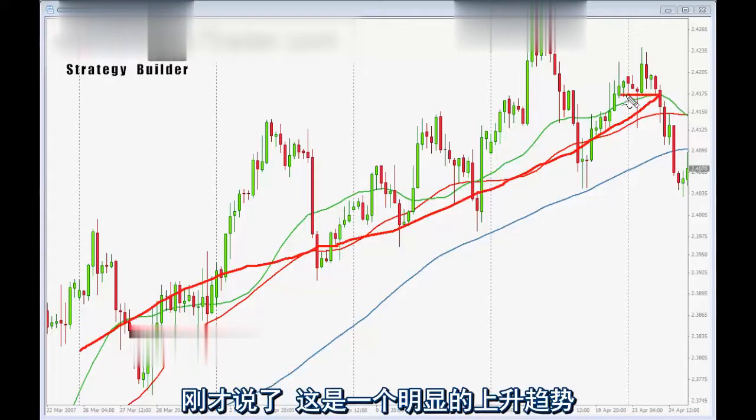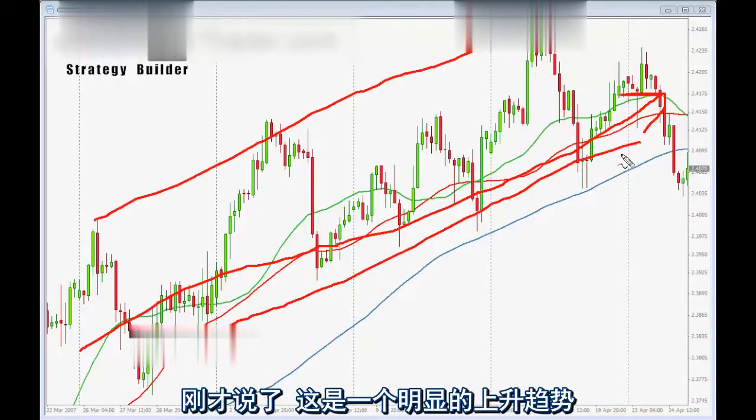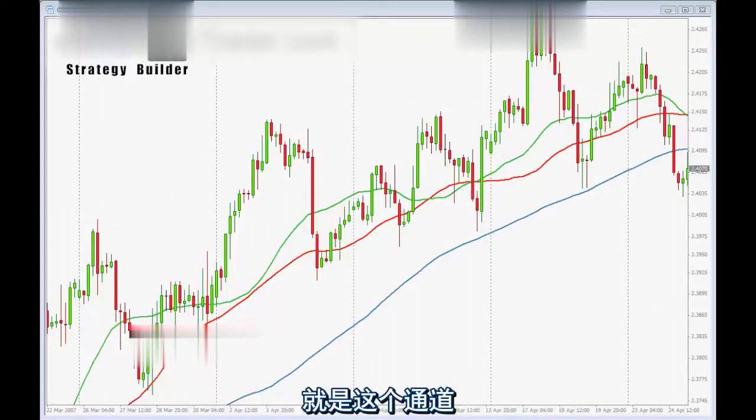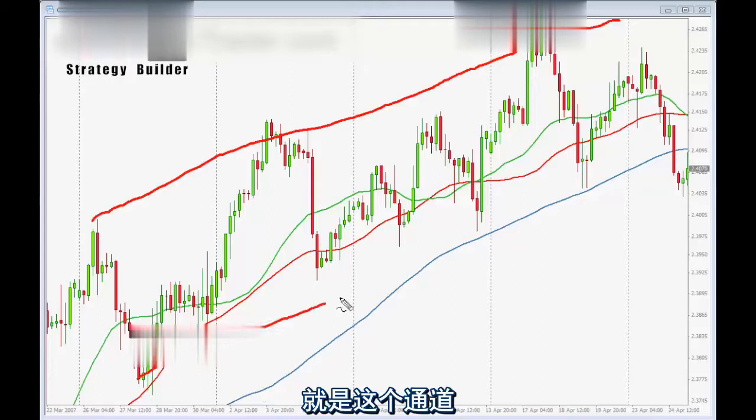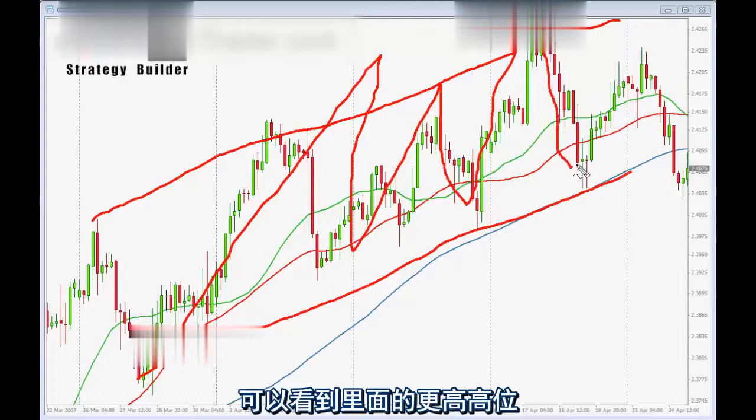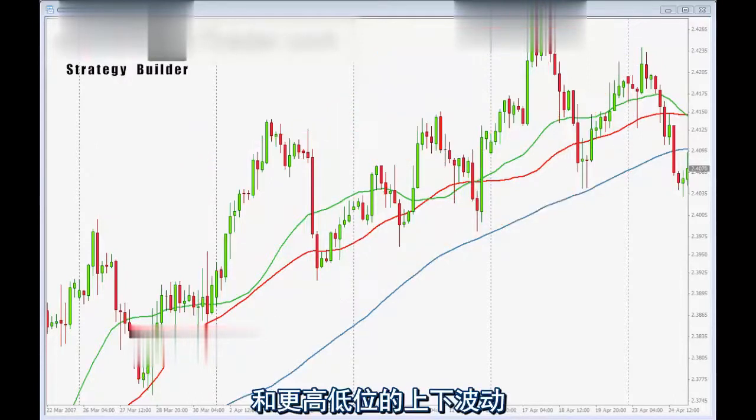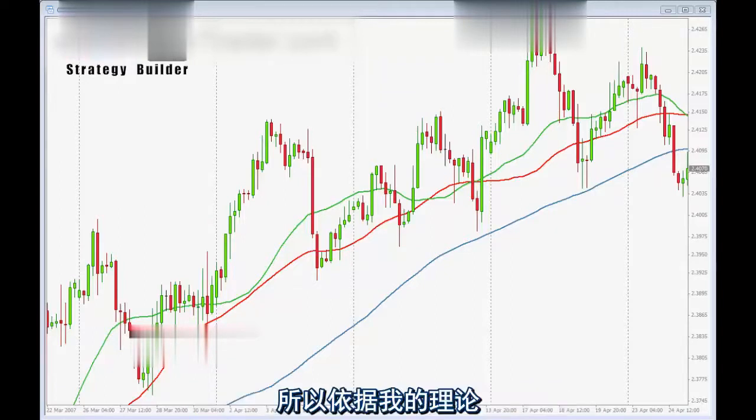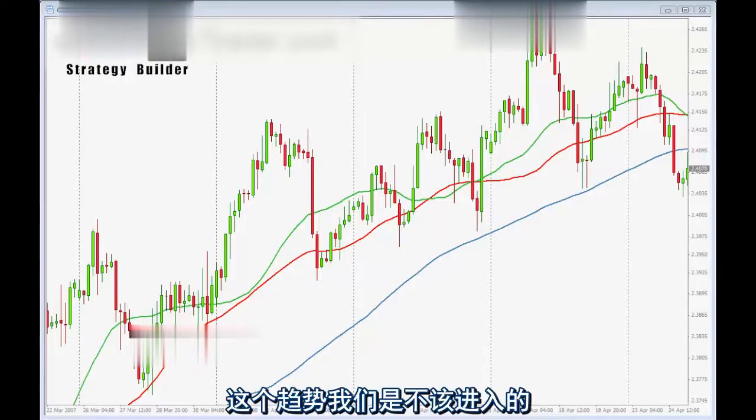Like I say, in this case we are clearly in an uptrend, okay. We are in a channel. I can clearly see that we are moving within an upward channel, making, like I say, higher highs and higher lows, swinging up and down within the channel. But like I say, it's not a healthy uptrend, and therefore, according to my system, it's not an uptrend that I want to get involved with.